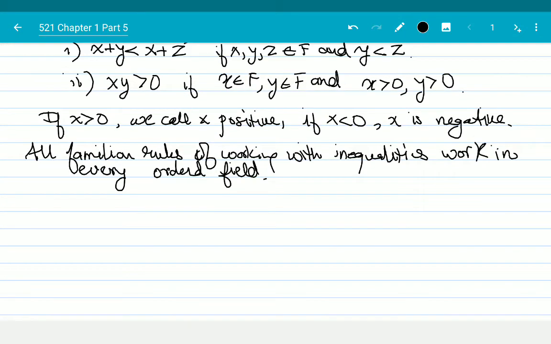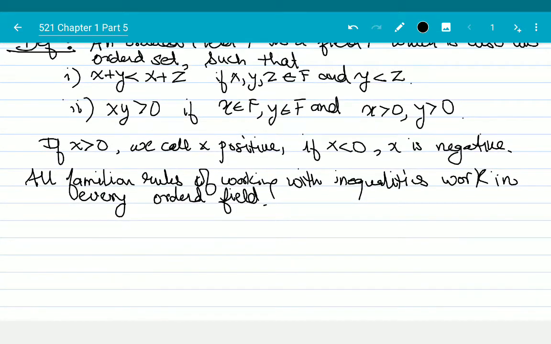Okay, then. Now that we have put some order on our field, let us look at some more properties. Proposition 4. Now we have order. The following statements are true in every ordered field.